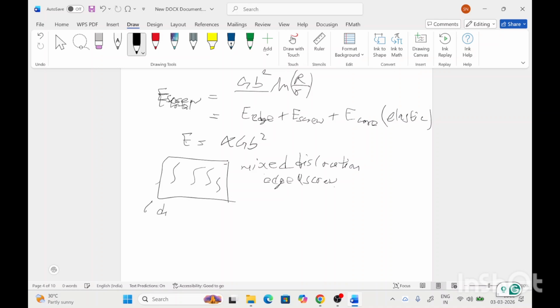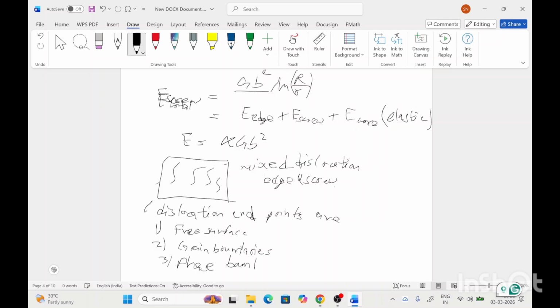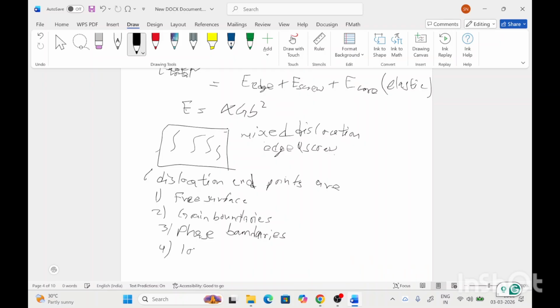So the dislocation end points are free surface, grain boundaries, phase boundaries, and loop, meaning they are making a loop, so ending at themselves only.